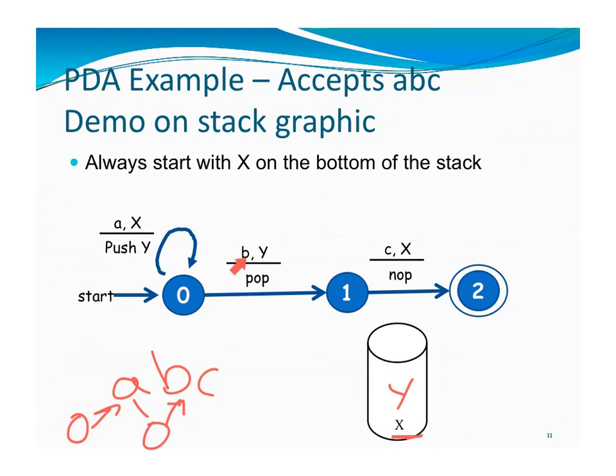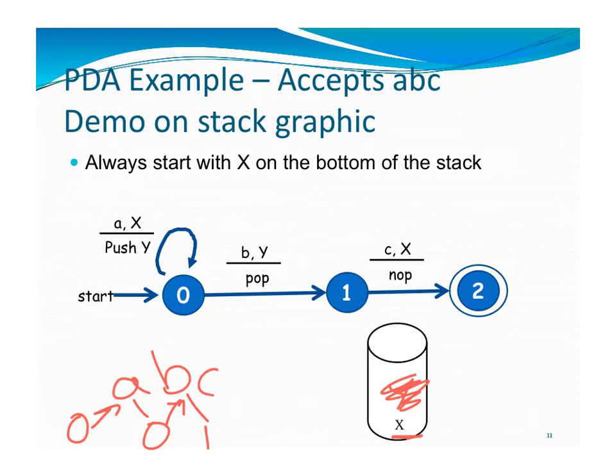But, oh, look at this. I have a B. If I see the letter B and there's a Y at the top of my stack, look at that. I can take this transition and pop. So I'm going to take this transition to state 1. So I'll end up at state 1, and I will pop. So I will get rid of that Y. So X is back as the only thing on my stack.